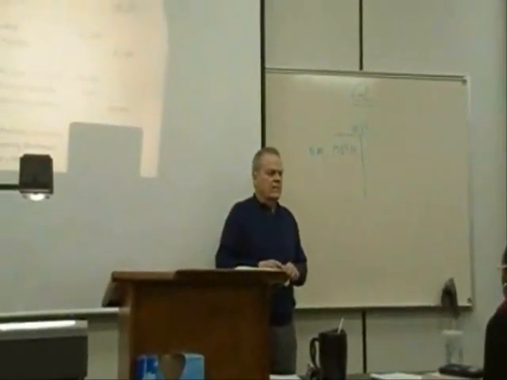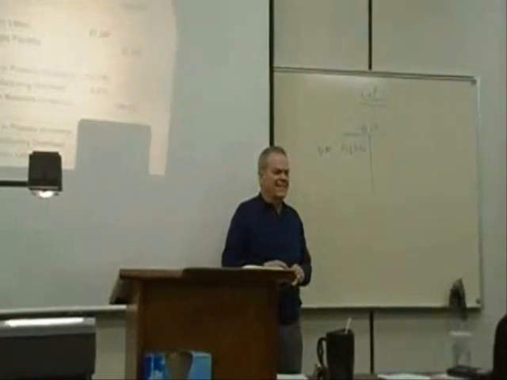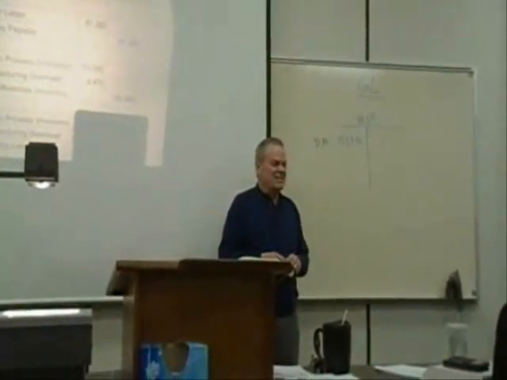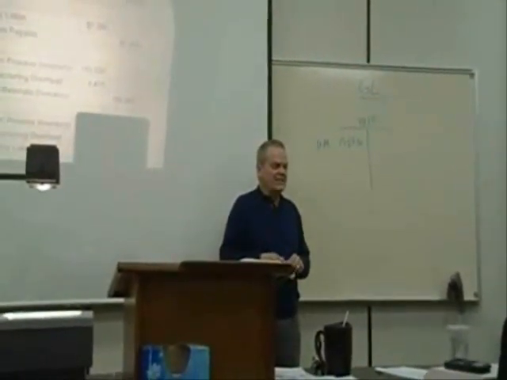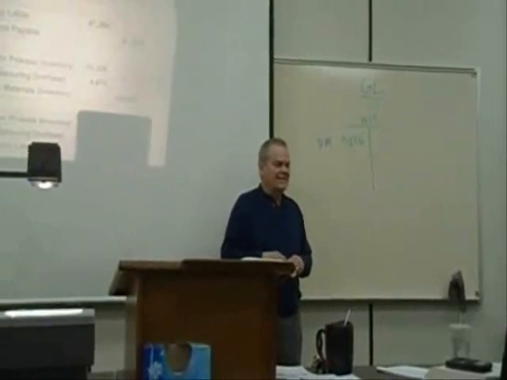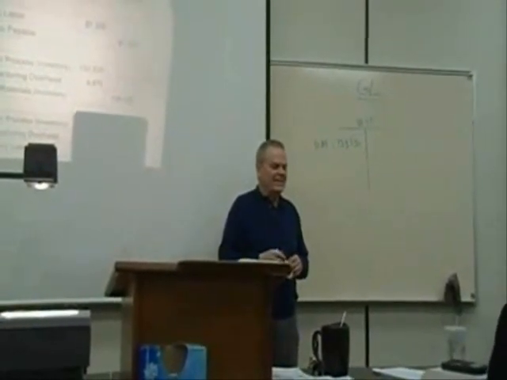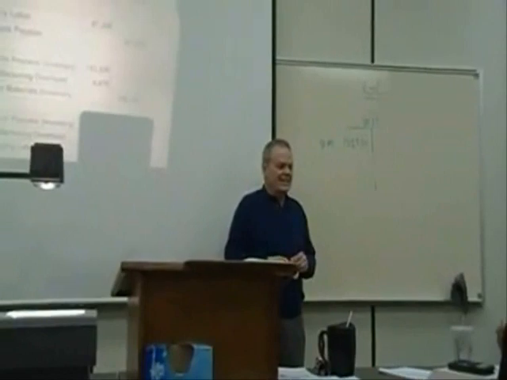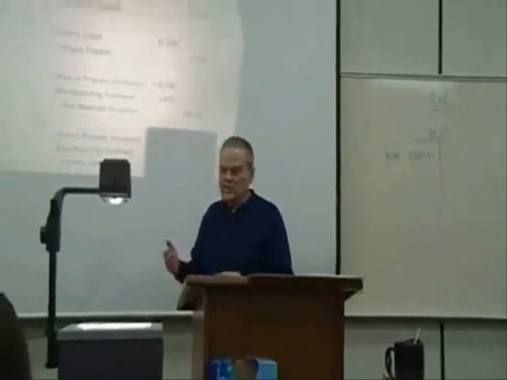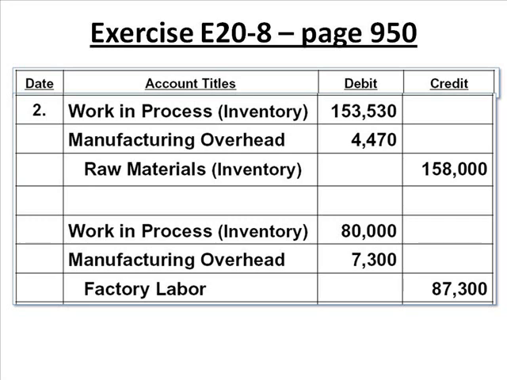Which of these is the easiest to get right this minute? The work in progress. I think that's the hardest one. Just an opinion. Which is the easiest one? The total that they gave you. So where does it belong? It goes with factory labor. Factory labor was credited with 87.3.